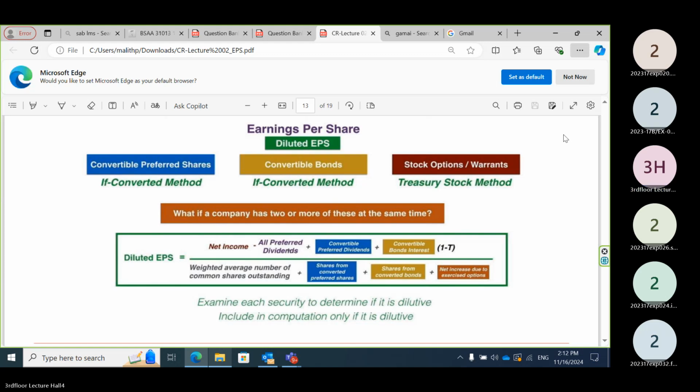So see, this is the diluted earnings per share formula. Net income, deducted preferred dividend, add back convertible preferred dividend, add back convertible bond interest, right? So then, weighted average number of shares, converted preferred shares, shares from converted bonds, and shares from options or warrants.